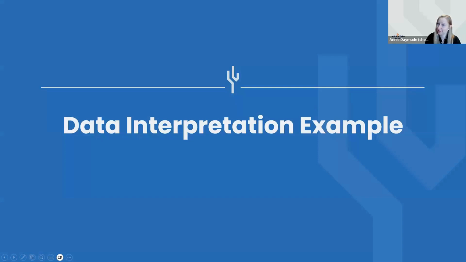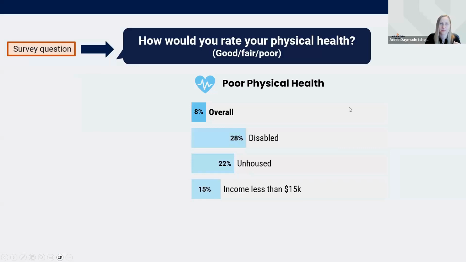All right, so before we dive into the fun stuff, I want to just level set on how we're going to be interpreting this data. So whether you work with numbers all the time or you're new to it, hopefully this is helpful just to get us in the right headspace to understand what these survey results mean for our community.